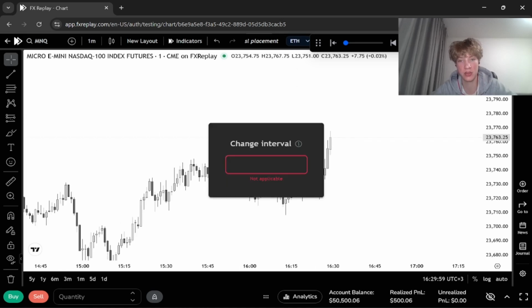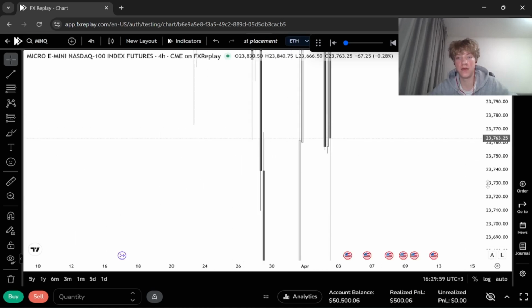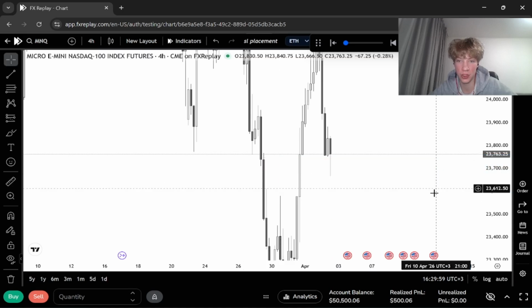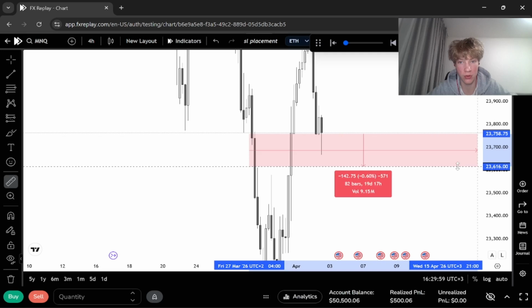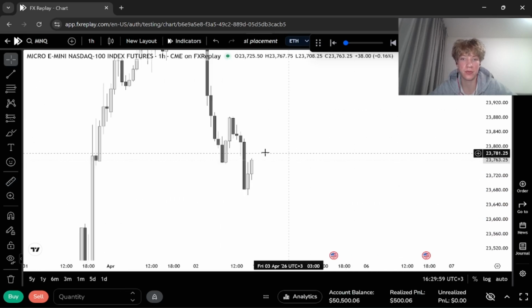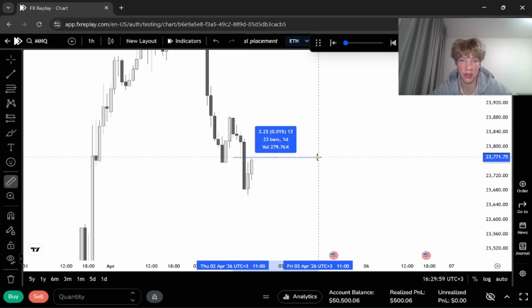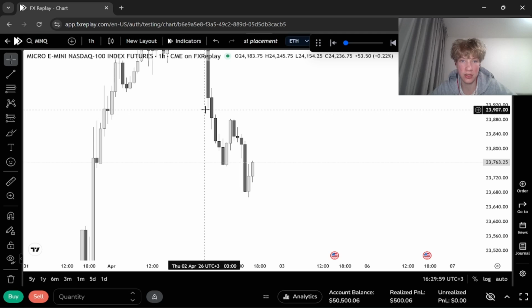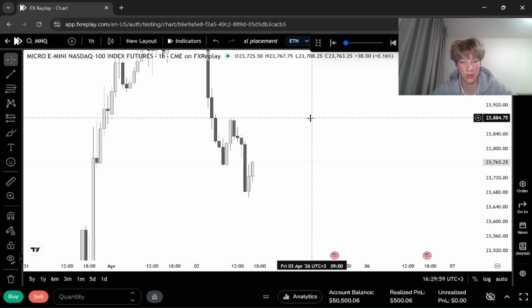Alright, let's just go on a 4-hour. Pretty good reaction of this. You know, we're respecting this gap very nicely. We do have this hourly gap.